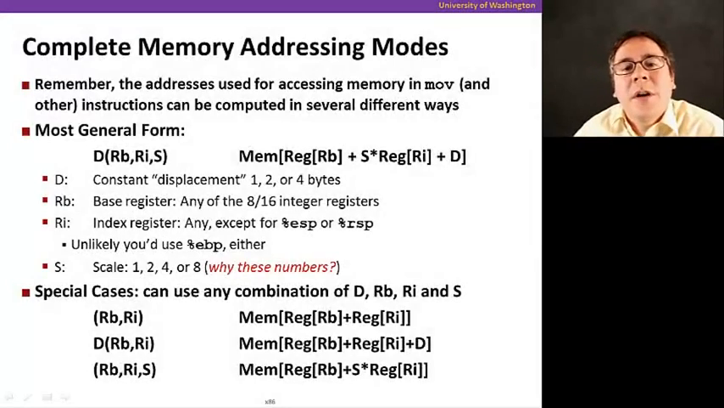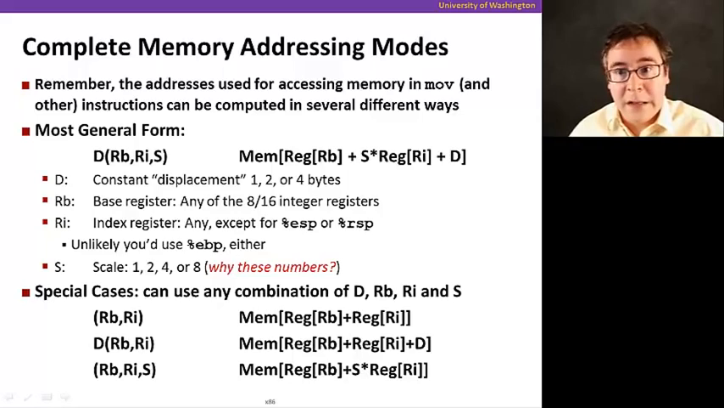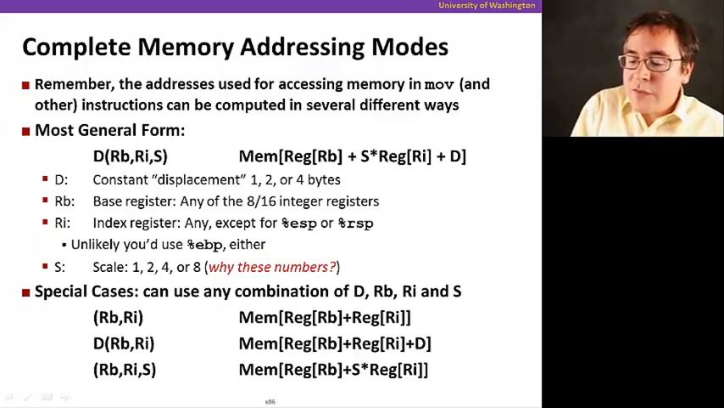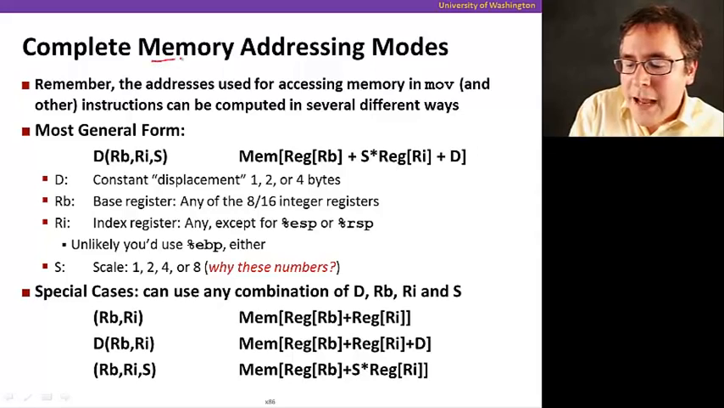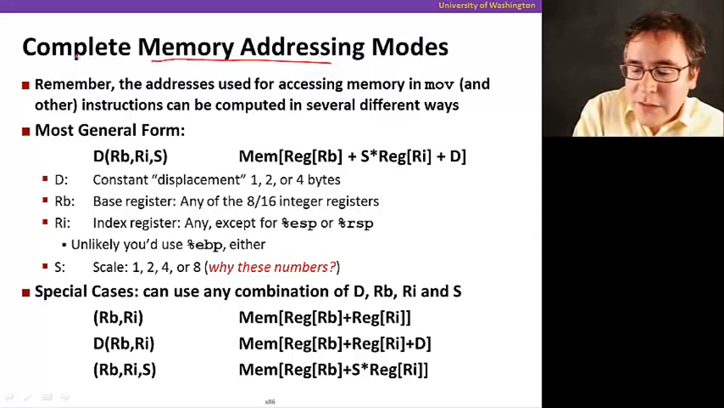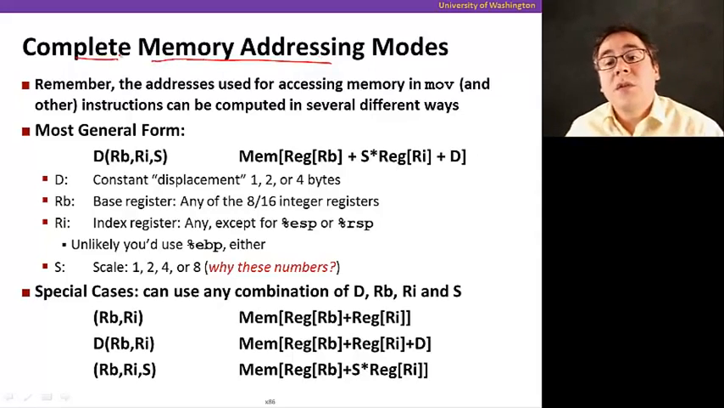What we've used so far in the previous examples for memory addressing was the simplest form, which is an address stored in a register, and we just tell memory to return us the value of the location stored in a register. That's what we call an addressing mode. Now we're going to see the complete addressing modes supported by x86.